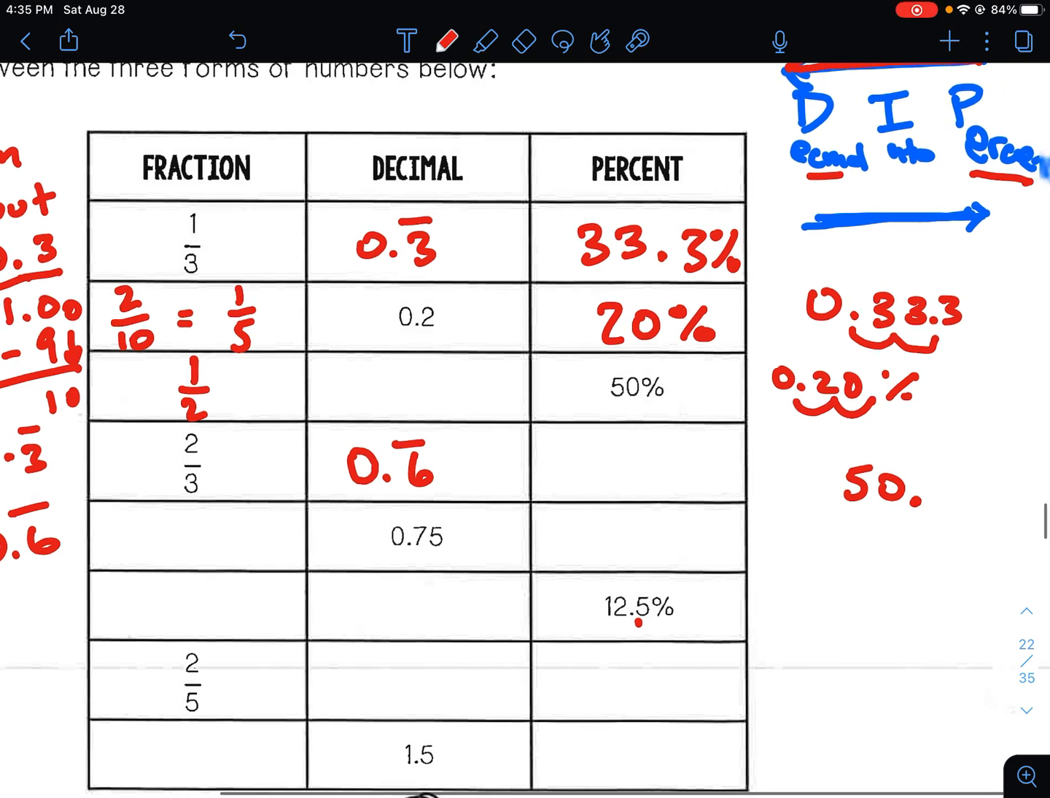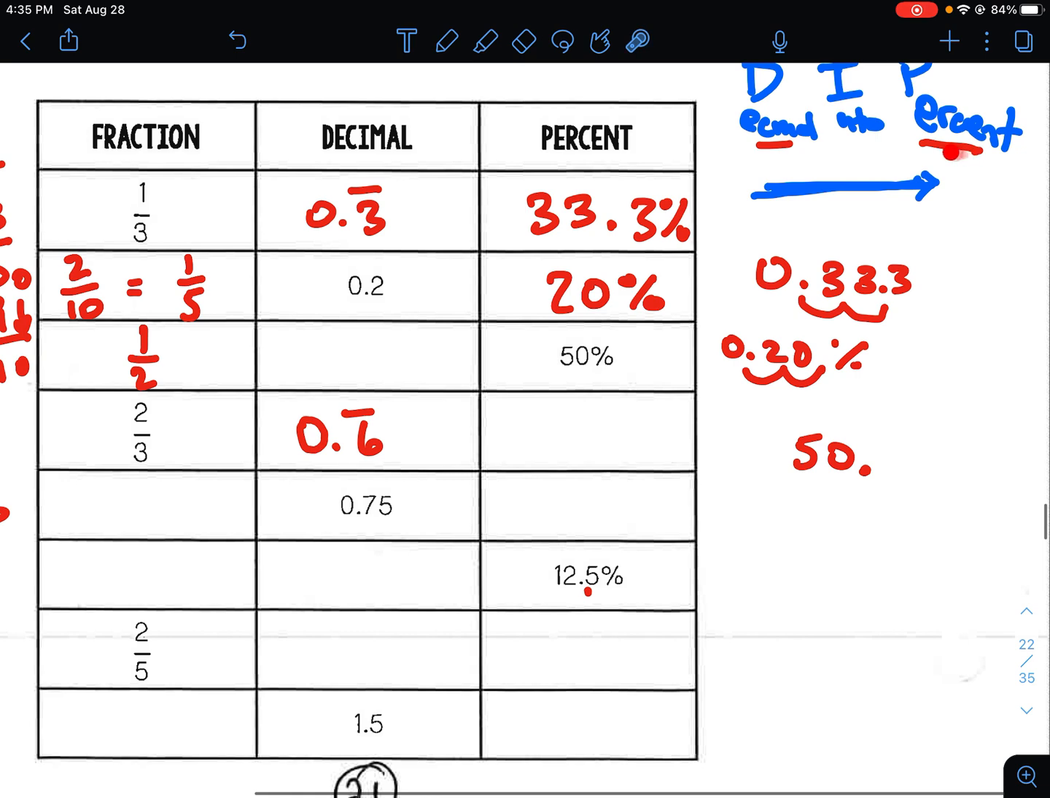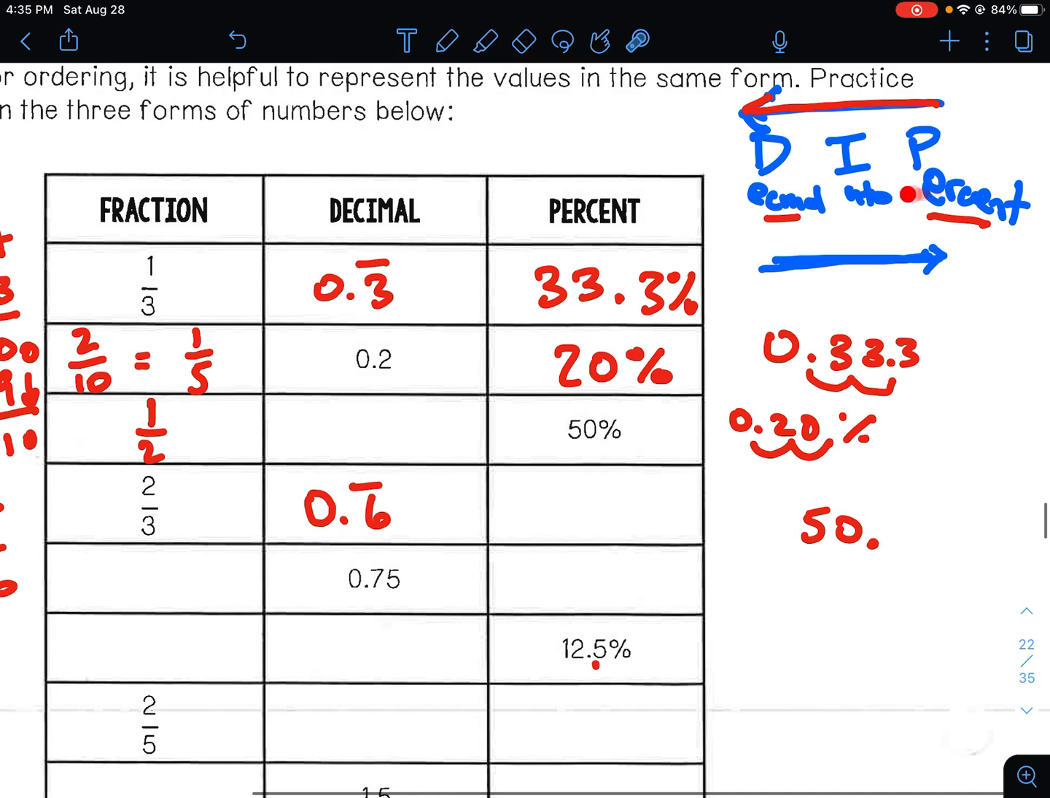And if I want to turn a percent into a decimal, I'm reading it backwards. I'm reading it backwards. That means I'm going to move the decimal point to the left. So move it 2 spaces to the left. And what that means is 50% is 0.50. Or 0.50, you don't really need to add that extra 0, 0.5.